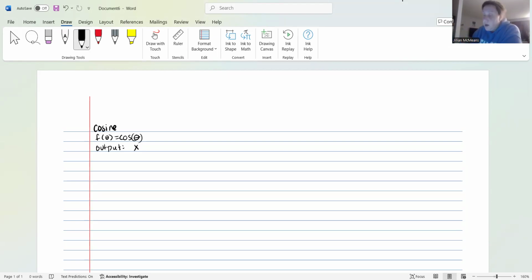Now, when it comes to the domain, just like with sine, we don't really have any restrictions. We could plug in anything we want. We don't have a ratio where we have to worry about a denominator being 0. We could plug in any positive value for theta, any negative value for theta, tiny values for theta, huge values for theta. The possibilities are endless. So we would say the domain is all real numbers.